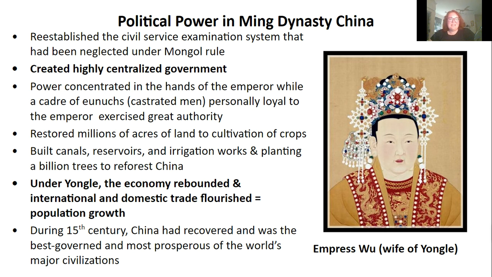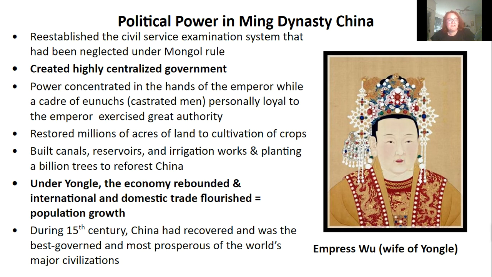So, by re-establishing the civil service examination system that had long been neglected, the Ming Dynasty sought to increase their political power. Then this re-established the highly centralized government. Power was concentrated into the hands of the emperor, while eunuchs, castrated men, pledged their loyalty to the emperor, and they exercised great authority because of it.